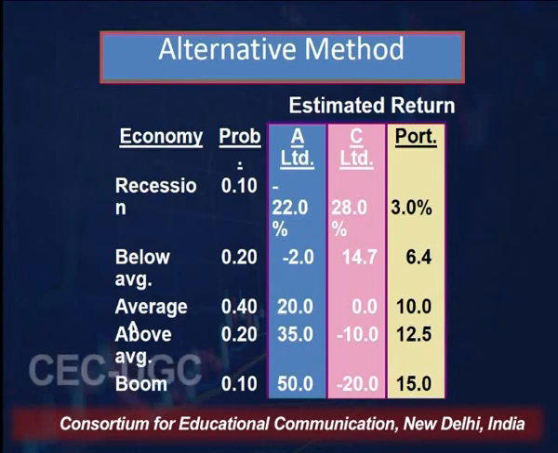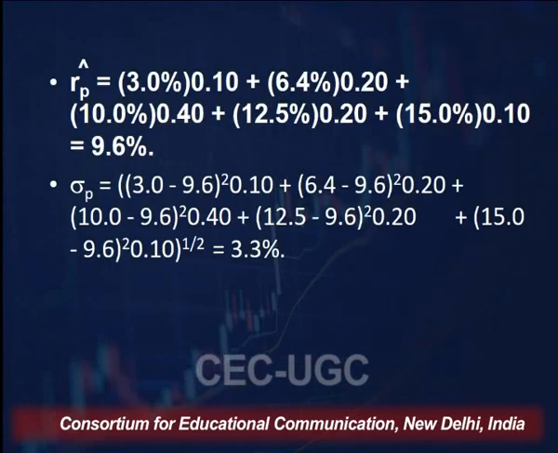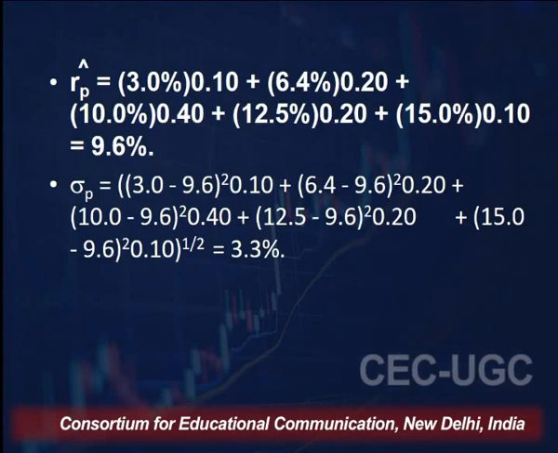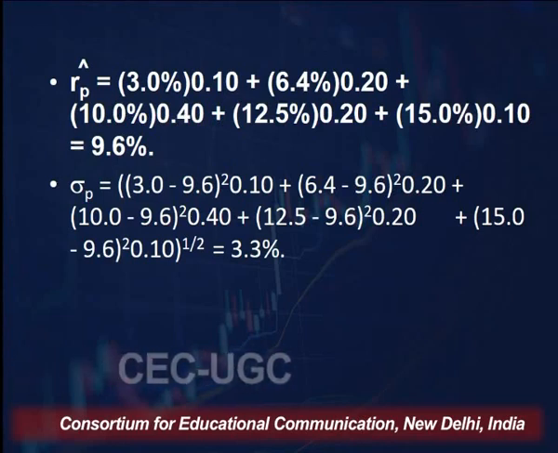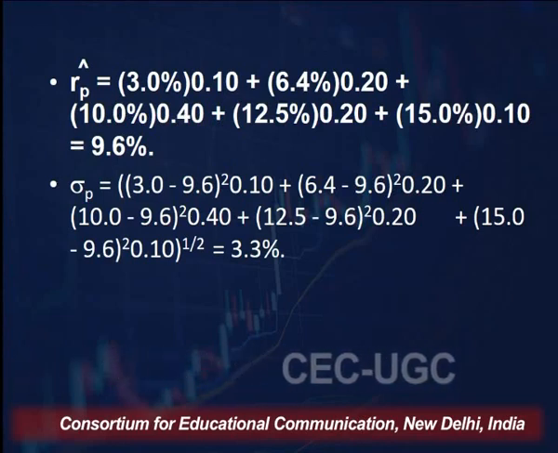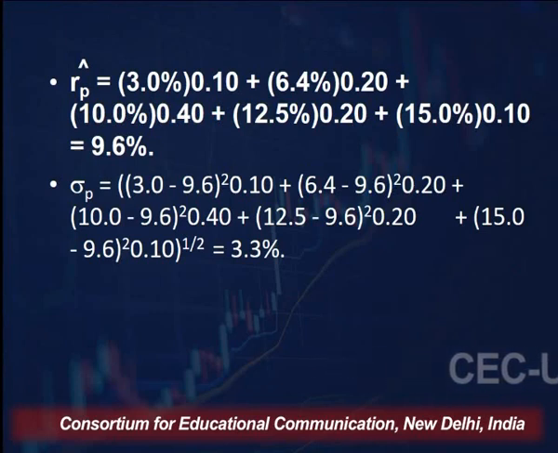So when we do all of this, let us calculate again the portfolio return given the expectations and the different probabilities under different scenarios. So here again, when we do the calculation, our expected return comes out to be 9.6%. This is exactly what we did earlier.